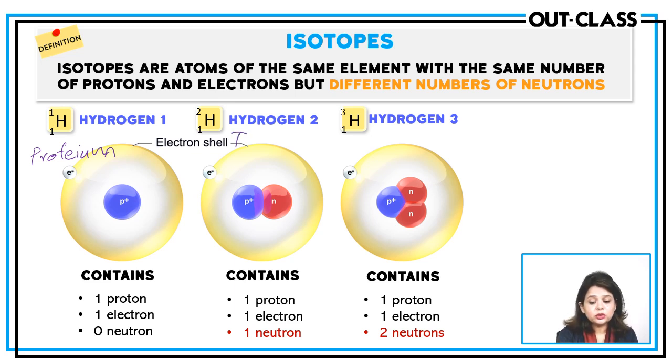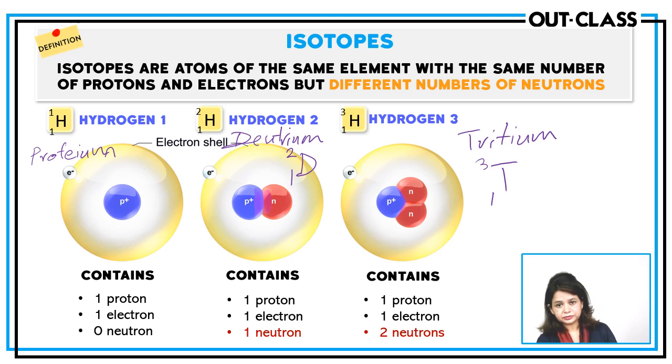Hydrogen 2 is known as deuterium, and sometimes it's given the symbol D. Hydrogen 3 is known as tritium, and it's also given the symbol T. Okay, so from their mass number, you can see that all of these have the same proton number.